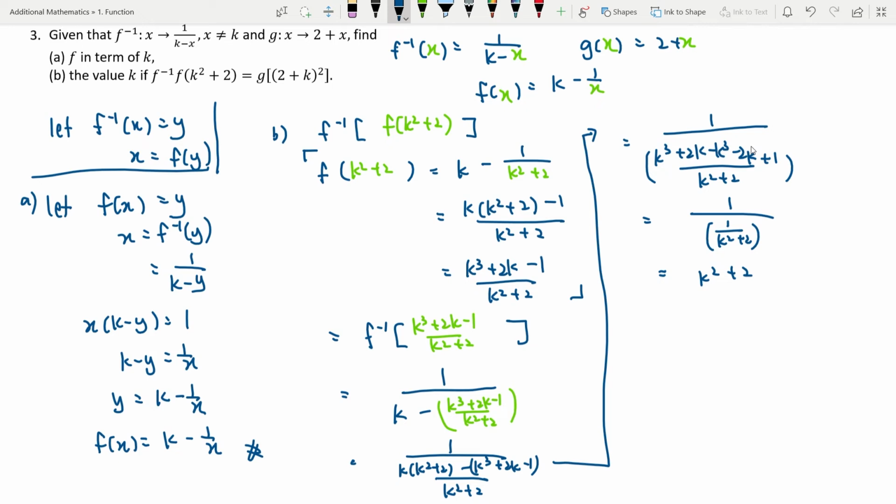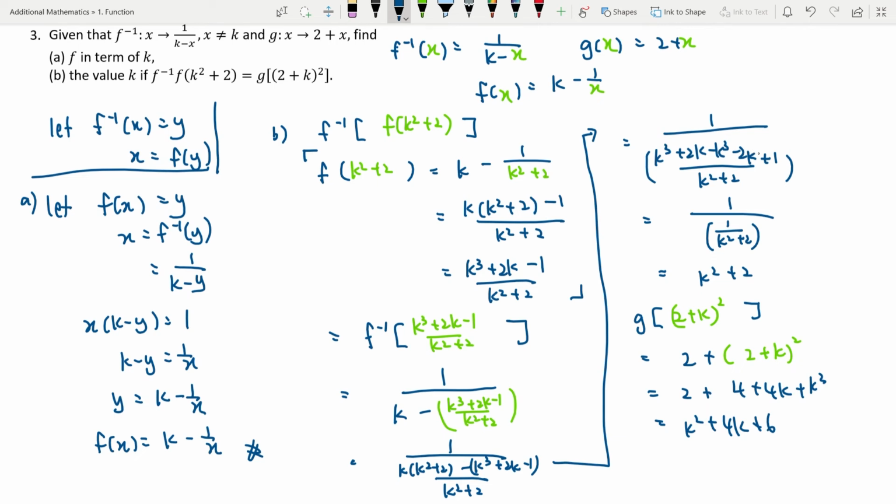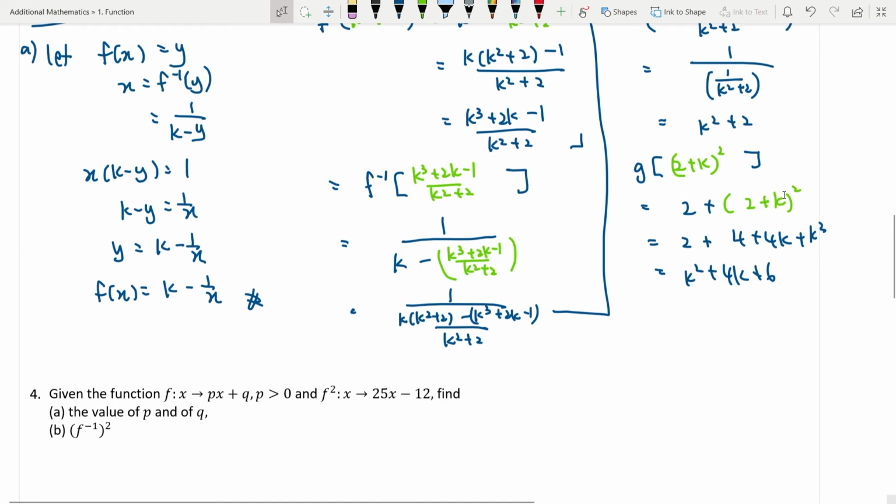Then we need to find g of 2 plus k squared. G of 2 plus k squared is equal to 2 plus k squared. Expand the bracket. We have 2 plus 4 plus 4k plus k squared, which is k squared plus 4k plus 6. So since they are equal, we continue.